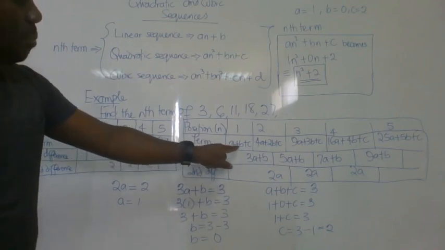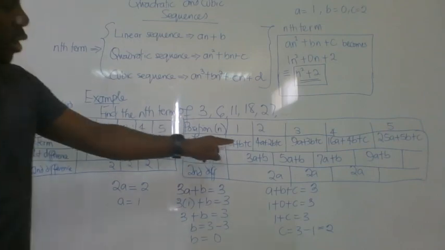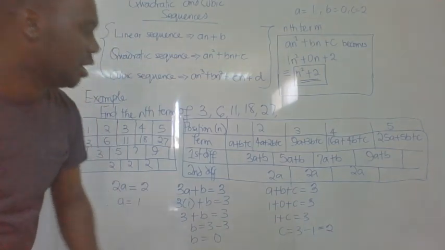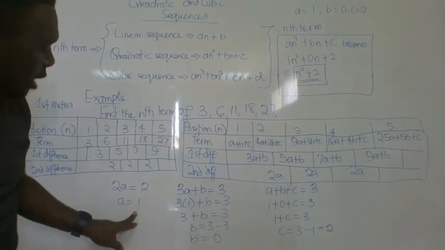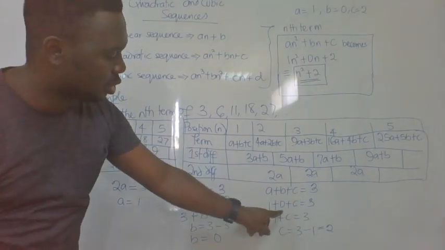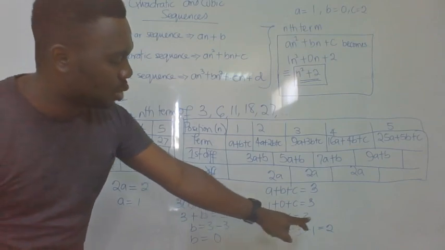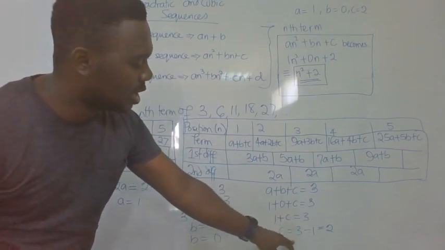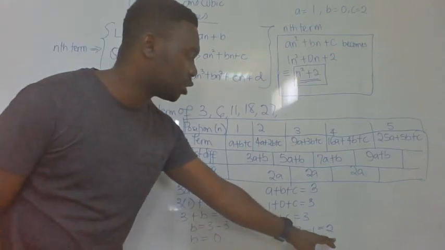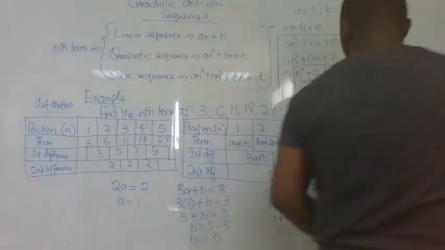Now go to the next one up. You have a plus b plus c. What is the equivalent term here? It is 3. A plus b plus c equals 3. Substitute the values of a and b into this equation. You have 1 plus 0 plus c equals 3, and definitely you have 1 plus c equal to 3, and c will become 3 minus 1, which will give you 2.